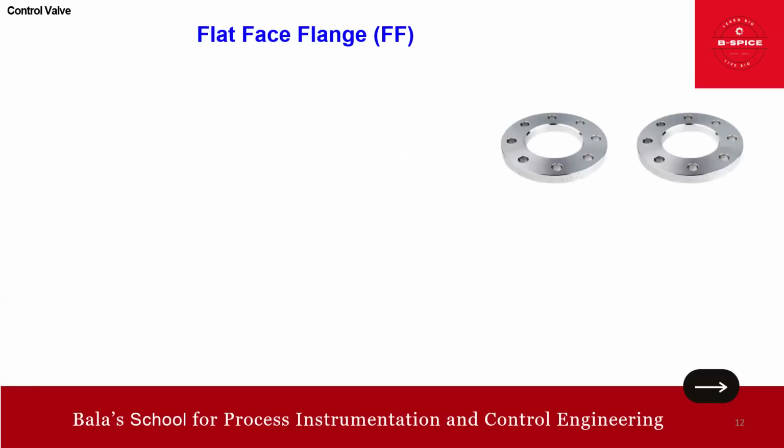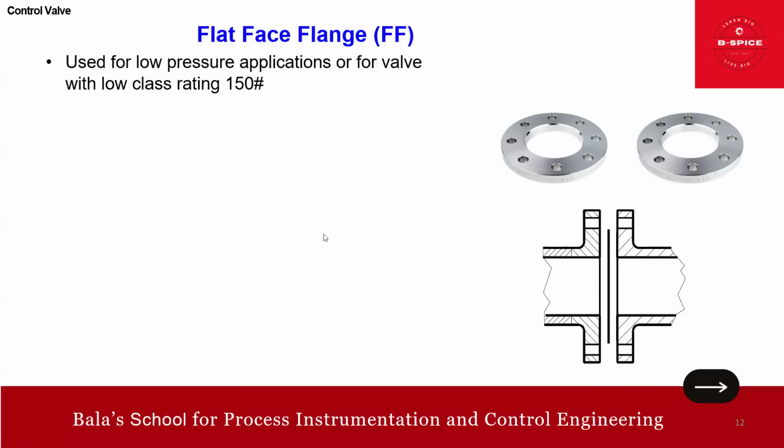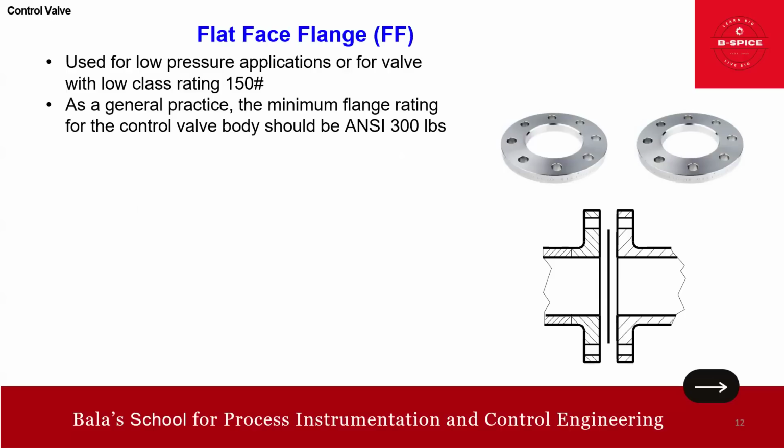Now we'll go to the flat face. See, you don't have this raise here. There is no projection. Yes, this is the flat face. This one is used for low pressure applications of a valve with a low class rating, 150 pounds. As a general practice, the minimum flange rating for the control valve body should be ANSI 300 pounds.